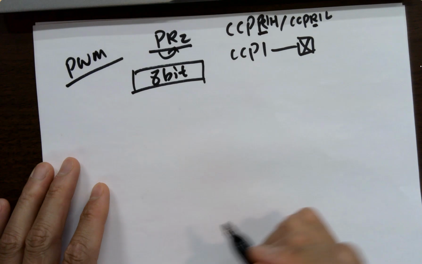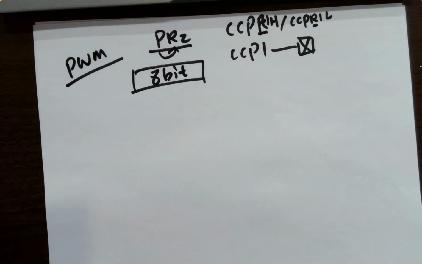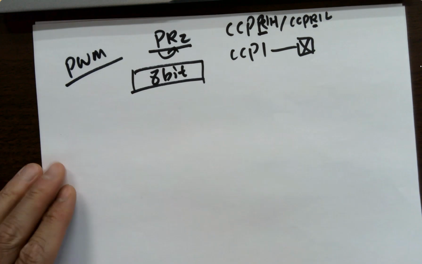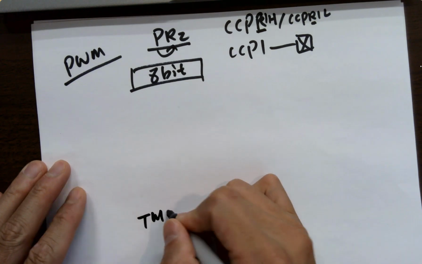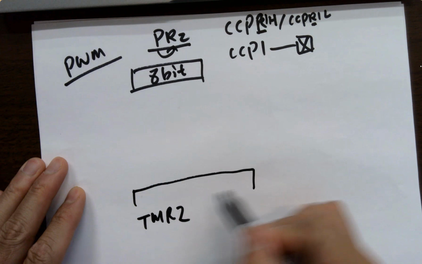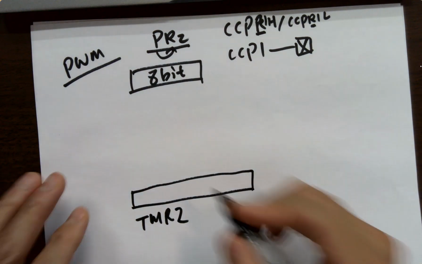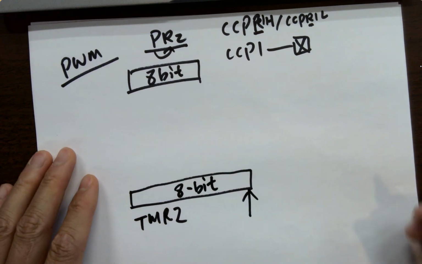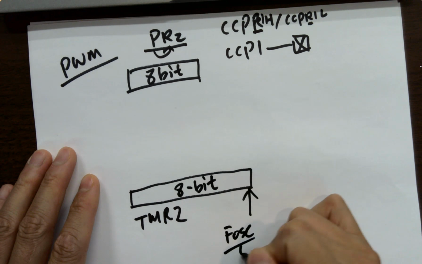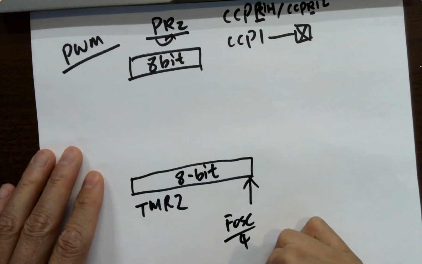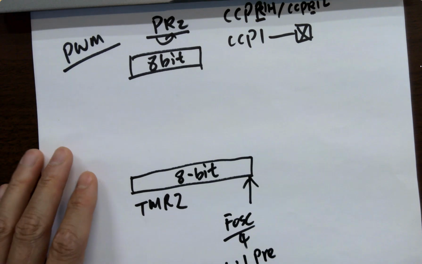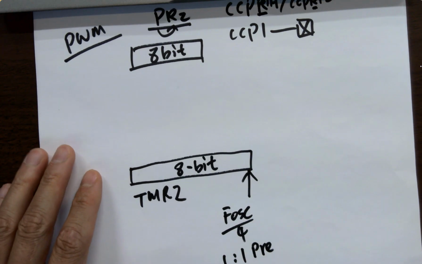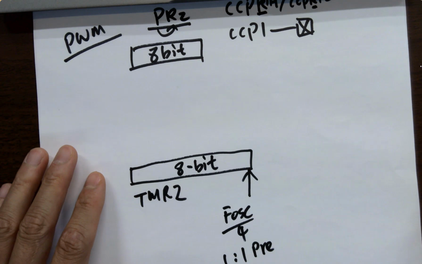It's usually using timer 2, 4 or 6. We have been using timer 2 all the time. Timer 2 has an 8-bit register, and there's a frequency toggling it. That frequency is called FOSC over 4 with a 1-to-1 prescaler. Okay? Important. Very important.